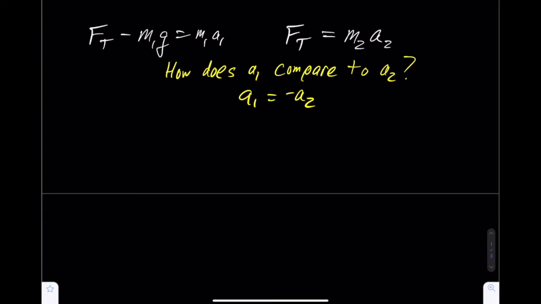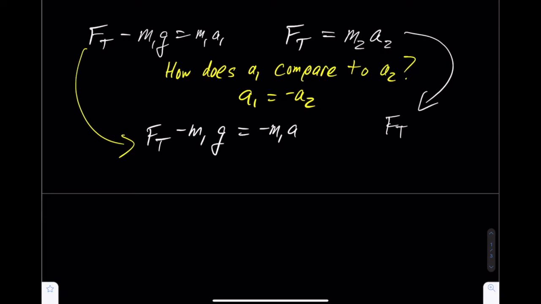Okay, so with that, I can simply rewrite these equations with, and I'll just call it A now instead of A1 or A2. So I'll put a minus sign there, and then I've got the force of tension here is equal to m2 times the acceleration. So at this point, all the physics is done. You've done your free body diagrams, you've used Newton's second law, you've got two equations that relate the two unknowns. And so at this point, the rest of the solution is just algebra.